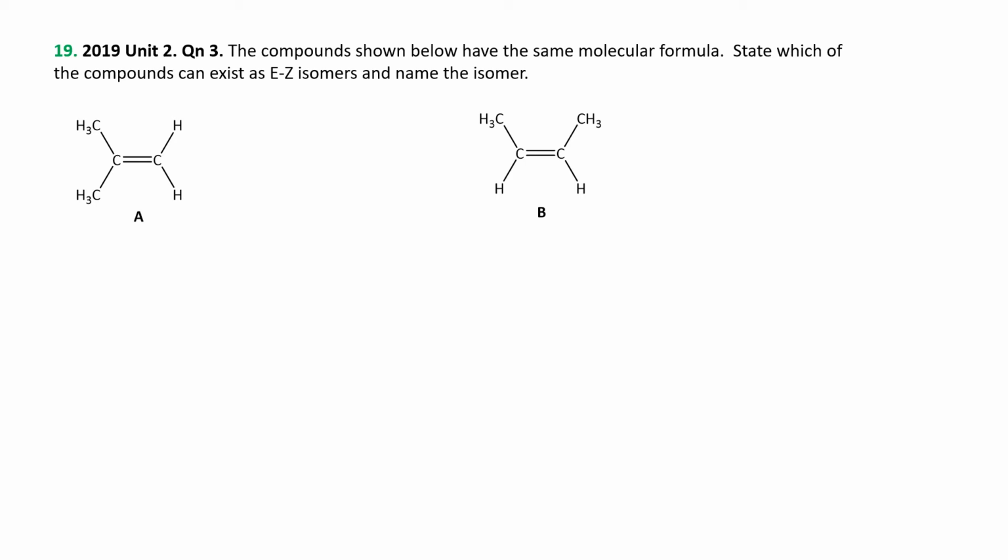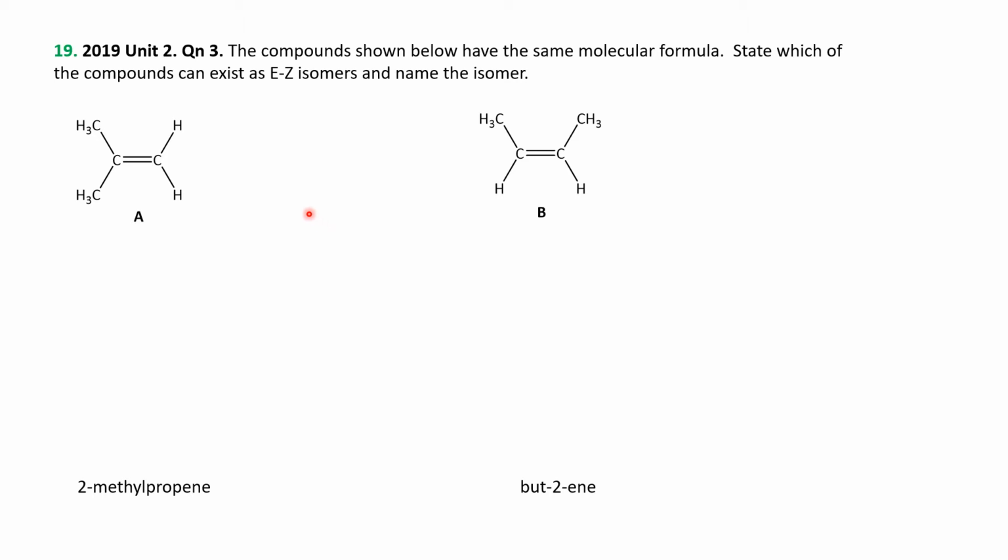So for the remaining questions, we're going to start worrying about isomers. Two compounds below have the same molecular formula. Which can be EZ isomers, and name the isomers. Well, if we look at A, it is 2-methylpropene. There's carbon 1, carbon 2 with a methyl, carbon 3. And then B is 1, 2, 3, 4, but-2-ene. The double bond starts at carbon 2, so but-2-ene.